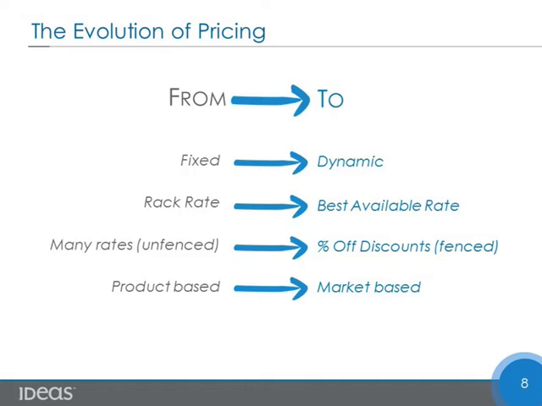In the past, hotels had fixed pricing, which is rack rate, and there were many different rates without fences, and prices were most likely product-based. Nowadays, most hotels move to dynamic pricing.